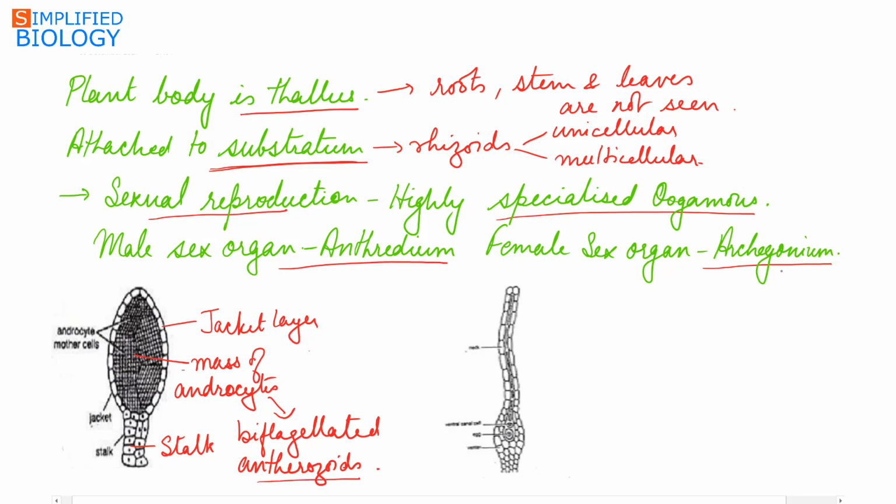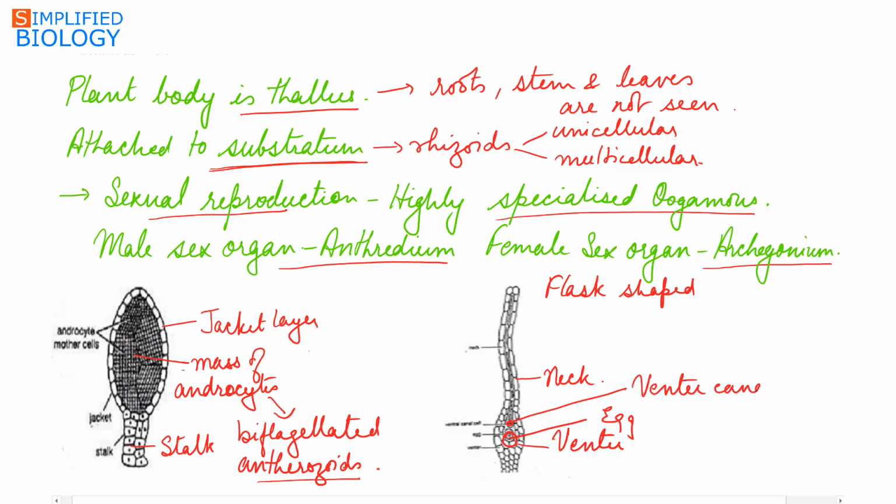The female sex organ, that is the archegonium, is a flask-shaped structure. It has a lower swollen part called the venter, which has a two-layered wall, and an upper elongated neck, which has a single-layered wall. Present in the venter are an egg cell and a venter canal cell, while present in the neck are 4 to 10 neck canal cells.